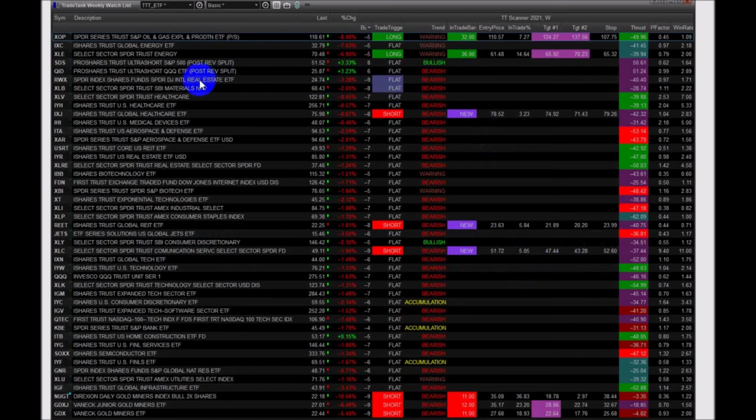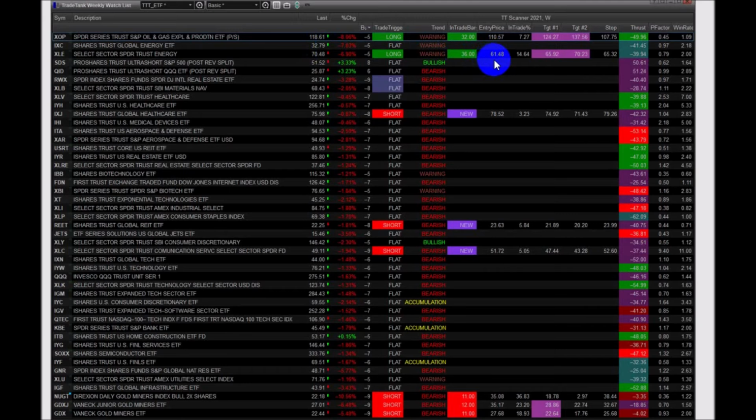We have flat trades here in RWX real estate. It was in a position last week, and let's see what this is. Materials, Select Spider, SBI Materials. So I'm assuming here raw materials are weaker and moving downward and flattening out. Our other longer term positions are XOP, still long from 32 weeks ago. We have a stop at 110.57. We're at 118.61, only about $8 away.